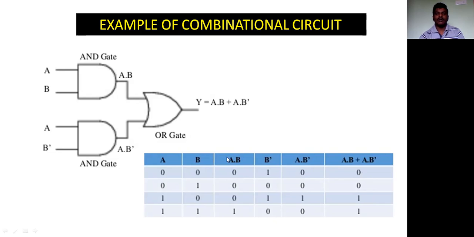By looking at this combinational circuit example, you can conclude that any combinational circuit can be represented in any one of the following methods: by using a truth table, or by using the logic equation or Boolean equation. So any combinational circuit can be represented by using any of these ways or all of them.